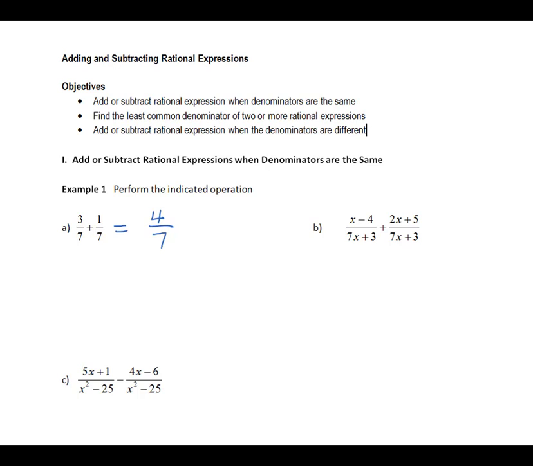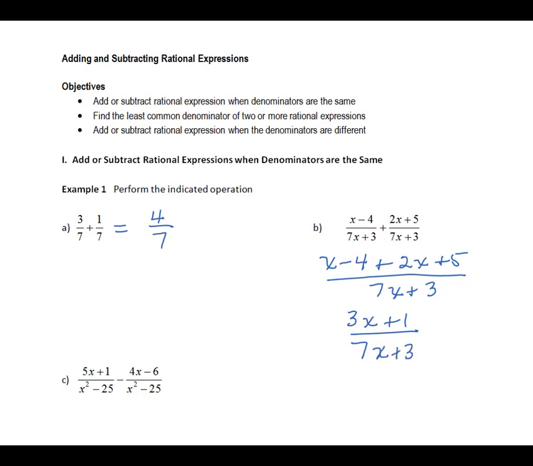It's 7x plus 3. So all we need to do is to combine or add the numerators and just keep the denominator the same. And here we're going to combine like terms. So we're going to have 3x plus 1 over 7x plus 3. And in any of these problems, in your final answer, you want to double check and make sure that there are no common factors, see if you can factor anything. And these polynomials are factored. There's nothing we can do.